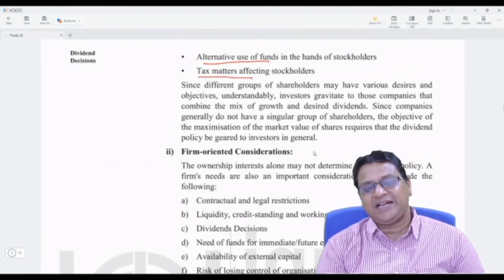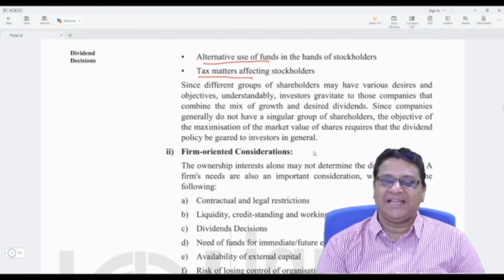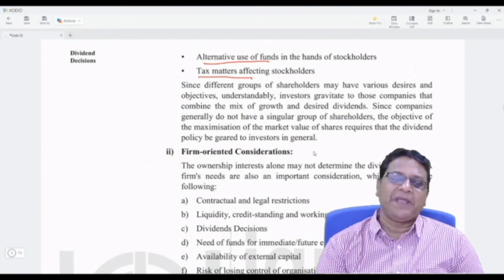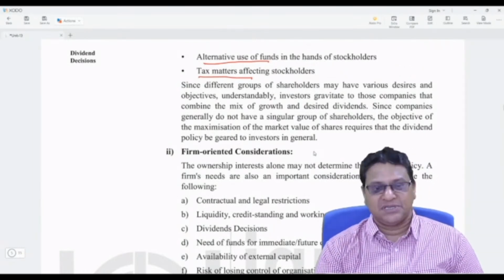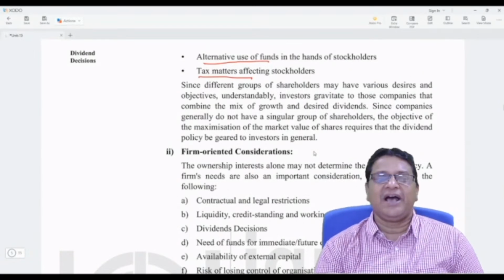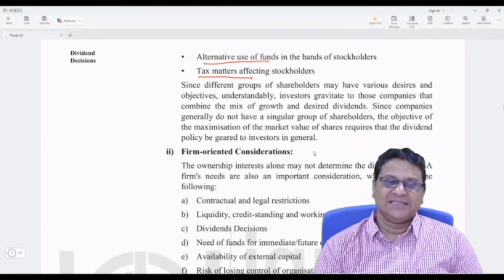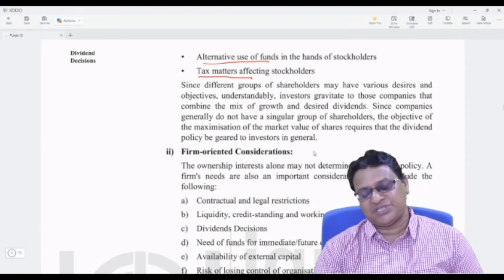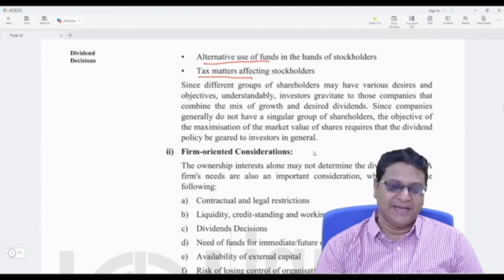The person who takes dividend, in which tax bracket are they? In the high income tax bracket, paying the highest slab of income tax, 30% in India, or are they in a lower bracket? So we have to analyze these ownership related considerations while designing the dividend policy of an organization.